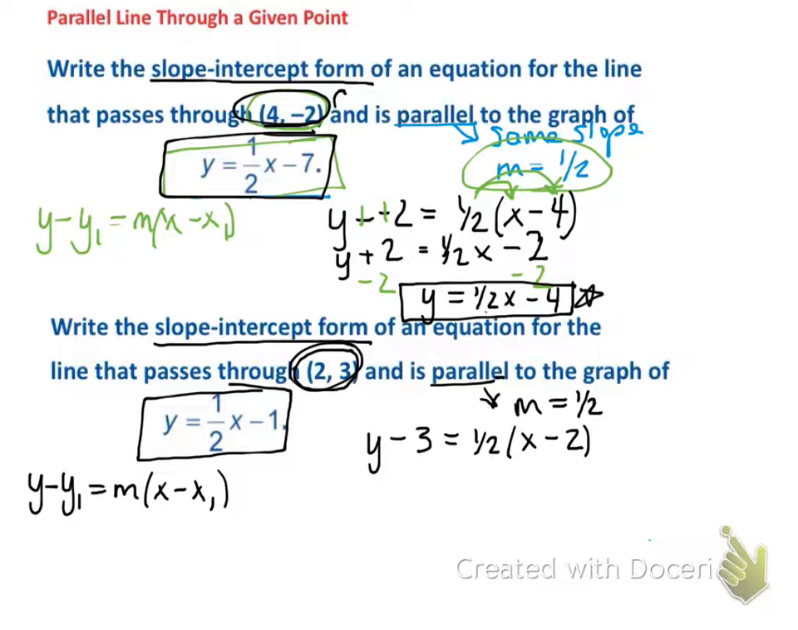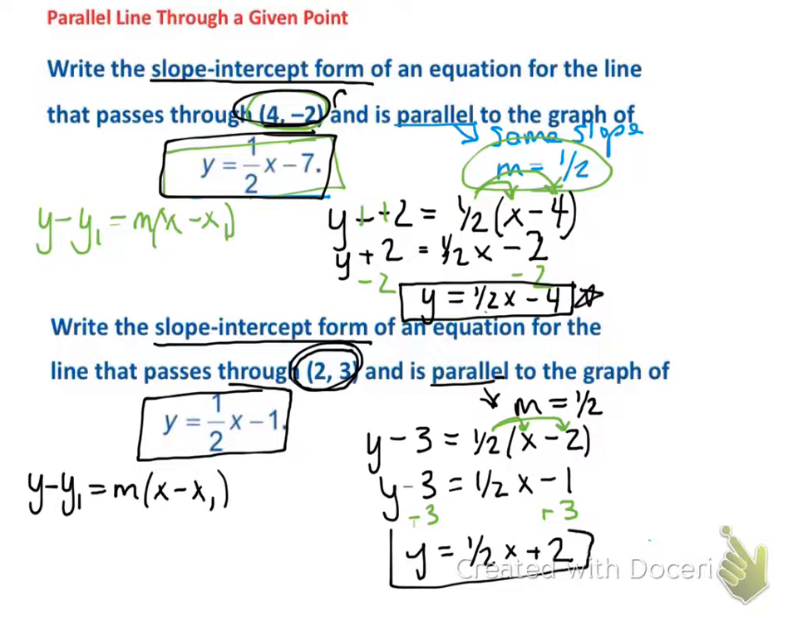Again, I need to get it into slope-intercept form, so I need to distribute. That gives you y minus 3 equals 1/2 x minus 1. And then I need to get that y alone, so I'm going to add 3 to both sides. And I get y equals 1/2 x plus 2. That is your final equation that is parallel to this line going through (2, 3).